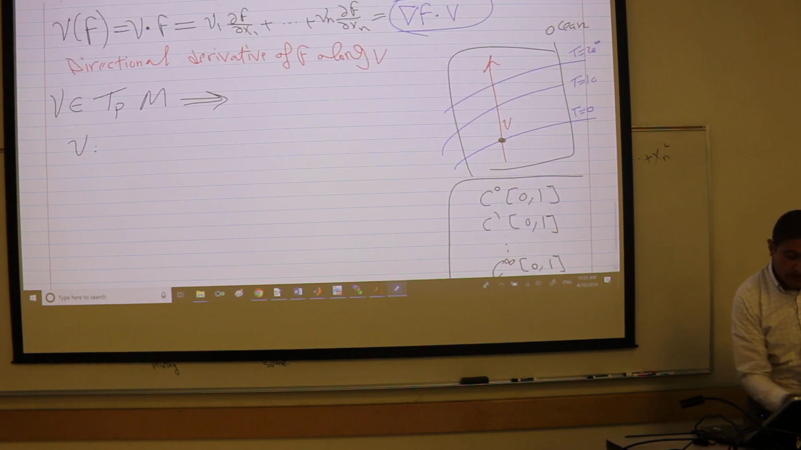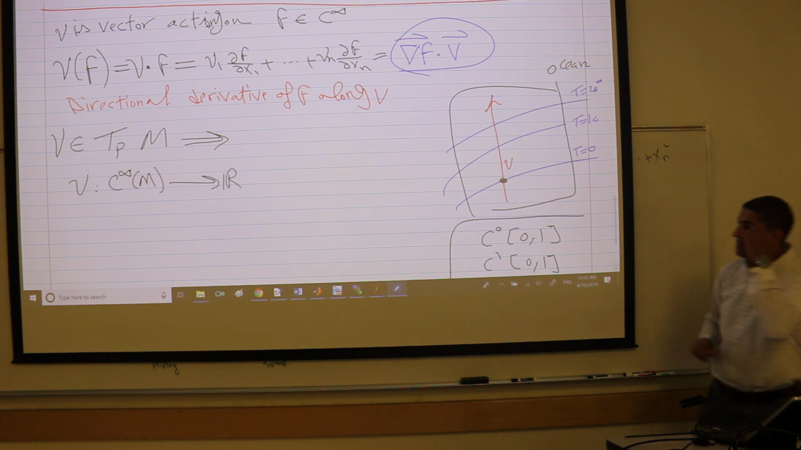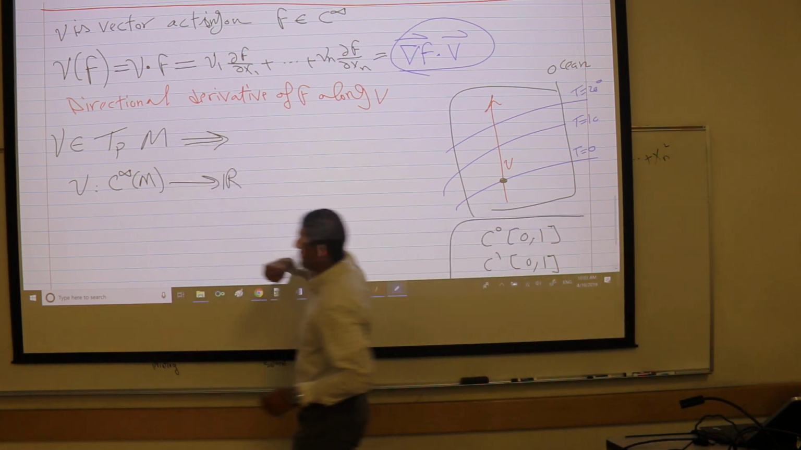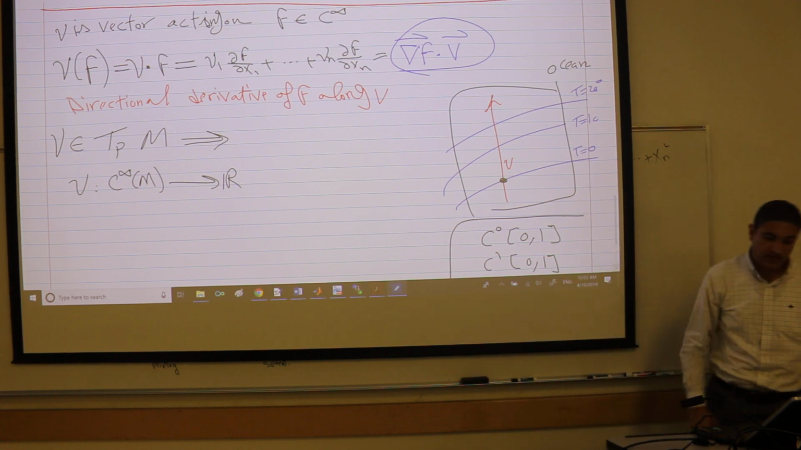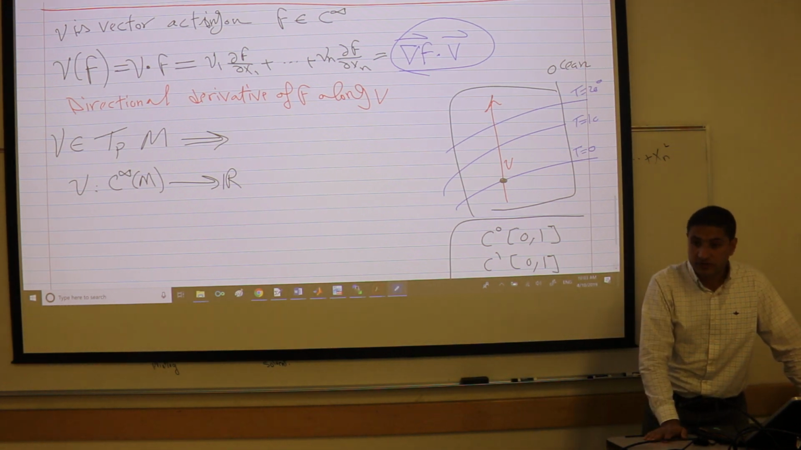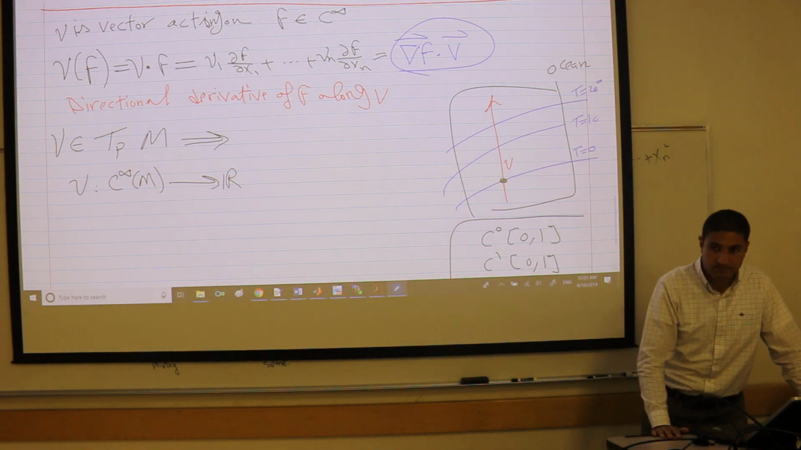Any vector can be seen as a map from C infinity of M that takes functions on M and gives you a real number. What is this map? It's just the directional derivative. So a vector can be viewed as an operator on functions. It takes a function and gives you back a real number. Any question about that?